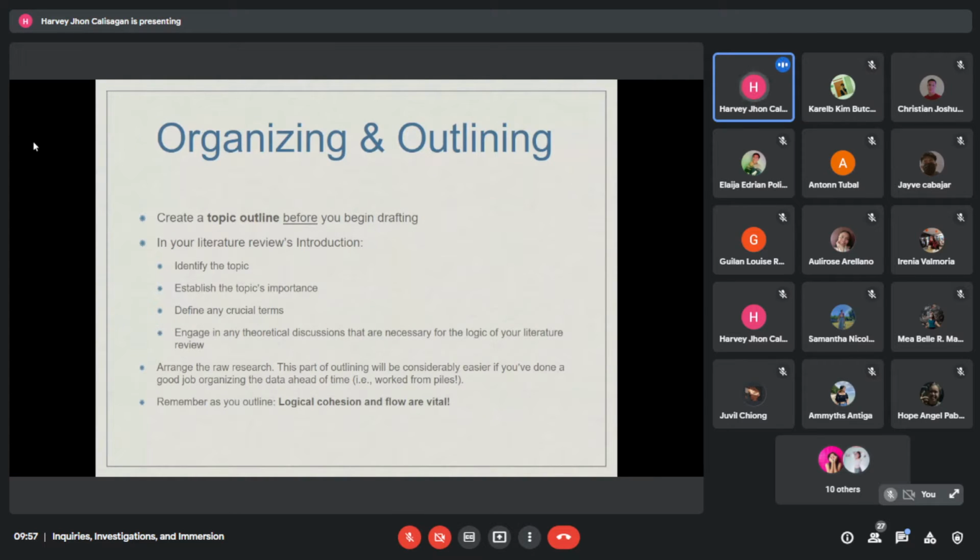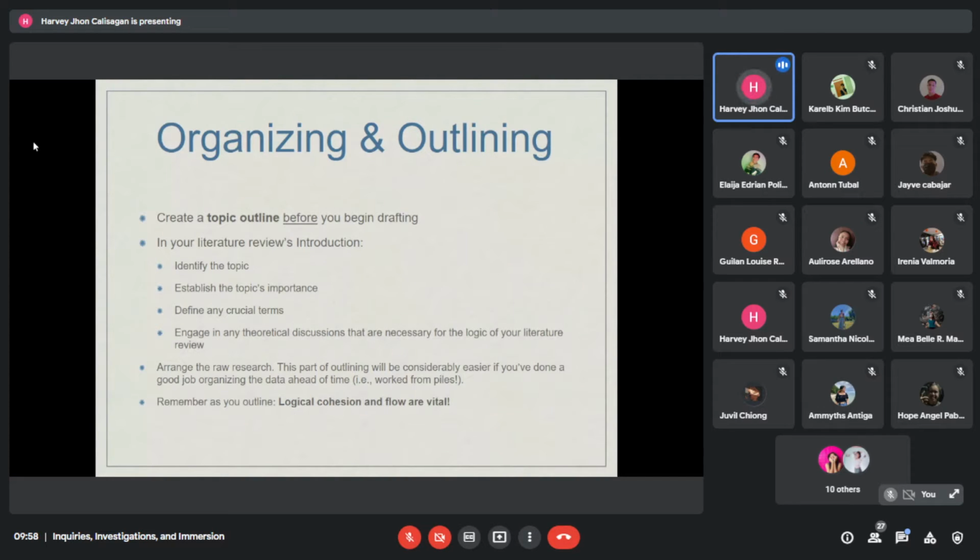Remove unnecessary things. On doing your literature review's introduction, you have to remember the following, class. Please take note. Identify the topic, establish the topic's importance, define any crucial terms, and engage in any theoretical discussions that are necessary for the logic of your literature review. I think it's very objective, class, that these are the things that you need to consider when you're doing your literature.